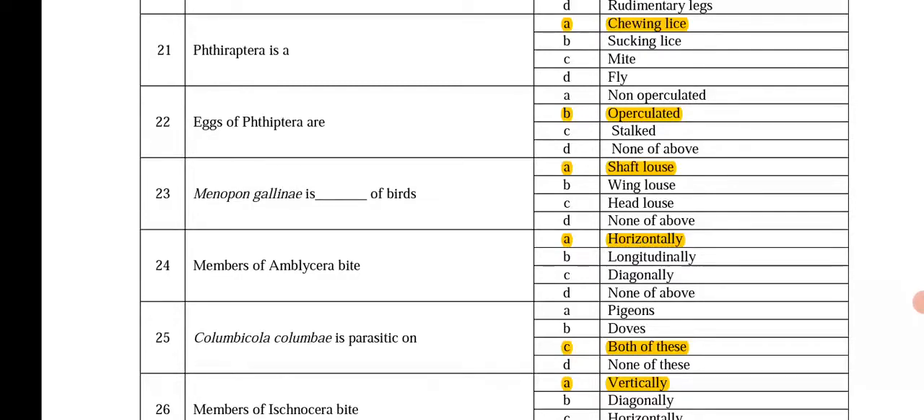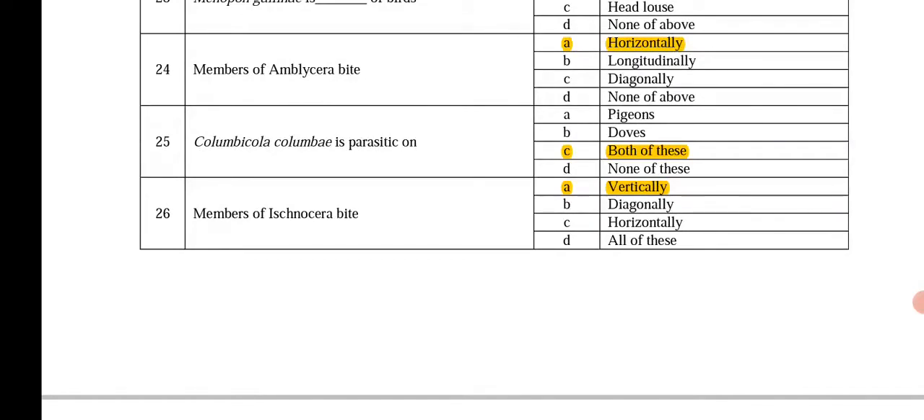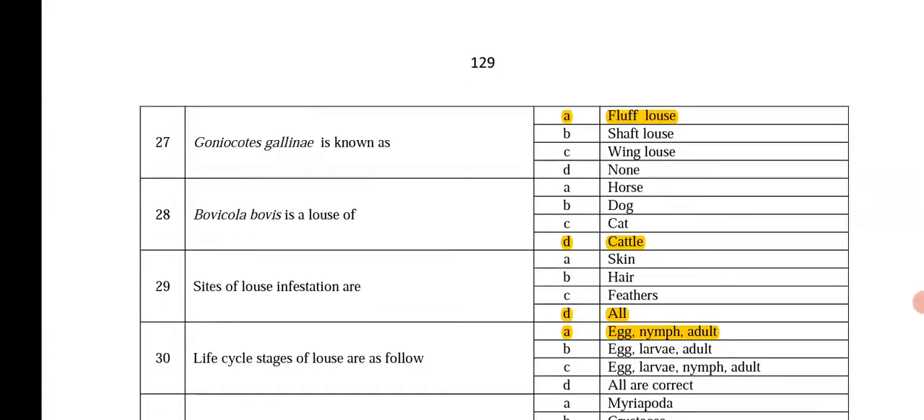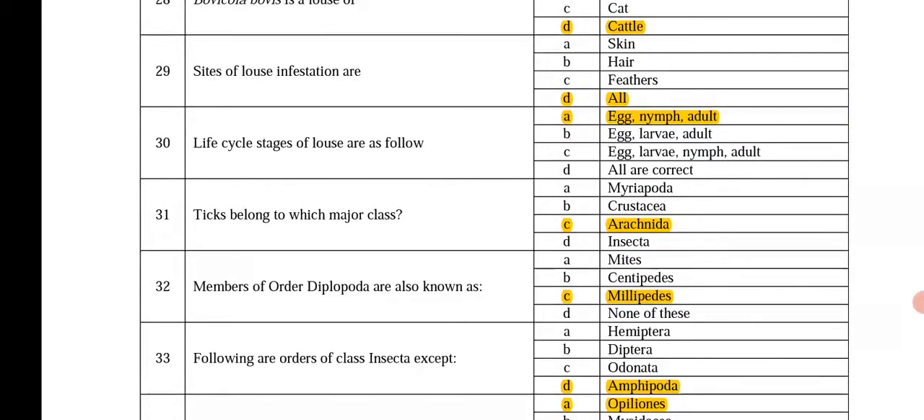Menopon gallinae is the shaft louse of birds. Members of Amblycera bite horizontally. Columbicola is a parasite on both of these, pigeons and doves. Members of Ischnocera bite vertically. Goniocotes gallinae is known as the fluff louse. Bovicola bovis is the louse of cattle. Sites of louse infestation are all of these: skin, hair, and feathers. Life cycle stages of louse are as follows: egg, nymph, adult.